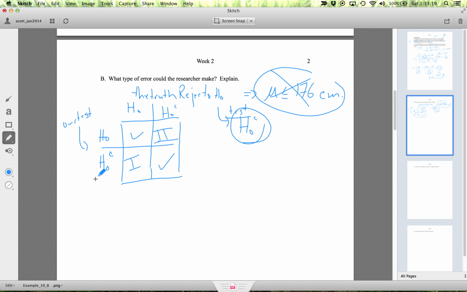So we're putting ourselves into this situation. Our test said that we were rejecting H naught. So if we made an error, we're only in this row. If we made an error, the only error we could have made was type 1. So since we rejected H naught, the only error possible would be a type 1 error.